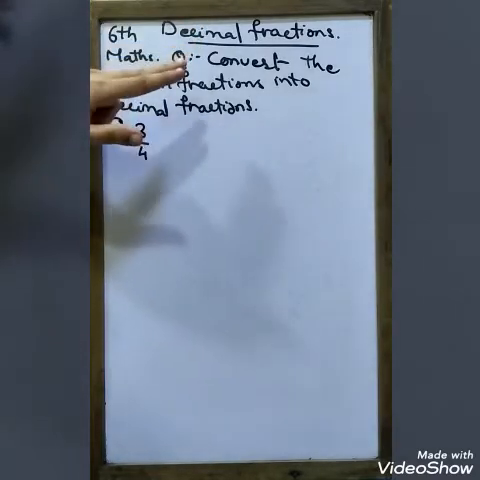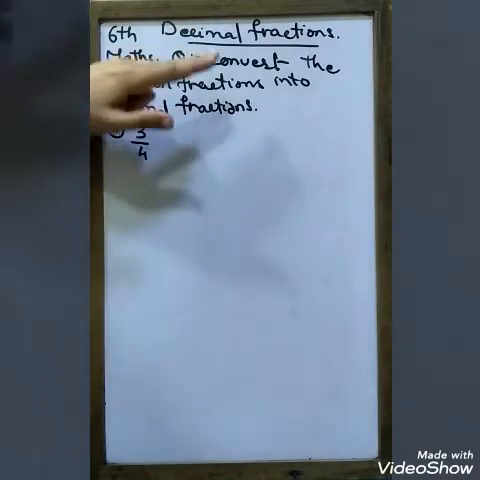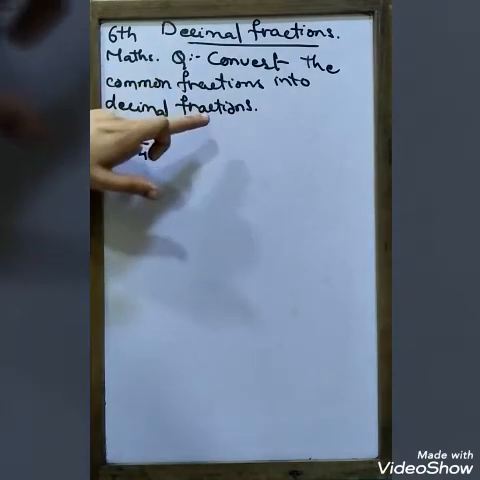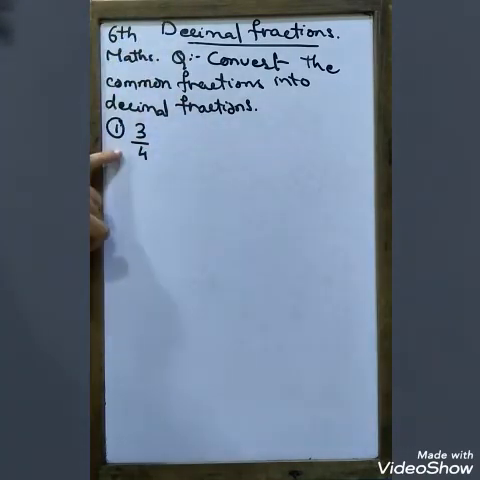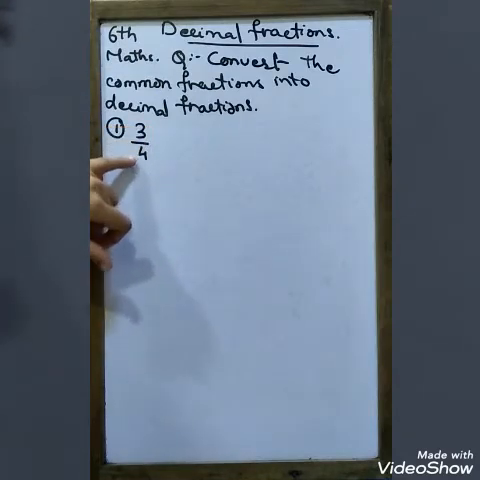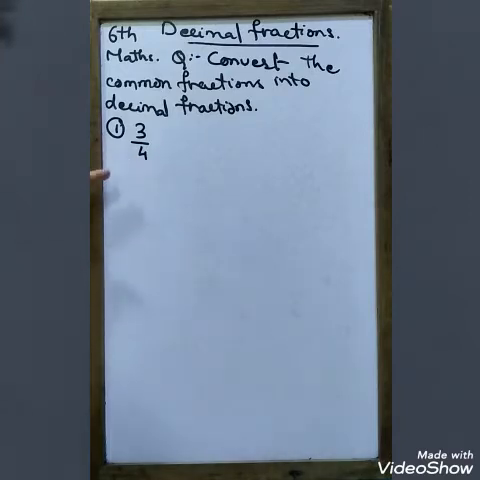Now here the next question we are solving is convert the common fraction into the decimal fraction. Some of the common fractions are there with us. We are supposed to change them into decimal fractions. So here it is given 3 upon 4. अब ये यहाँ पर आपको 3 upon 4 दिया हुआ है. आपको इसको क्या करना है कि डेसिमल फ्रैक्शन में कन्वर्ट करना है.